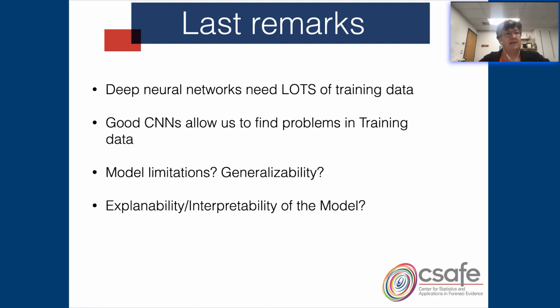For specific remarks for the neural networks, we've seen that deep neural networks need a lot of training data. But at the same time, good convolutional networks can also help us identify problems with the training data. So we can actually use these convolutional neural networks to find problems with the training data. That helps us weed out bad examples.